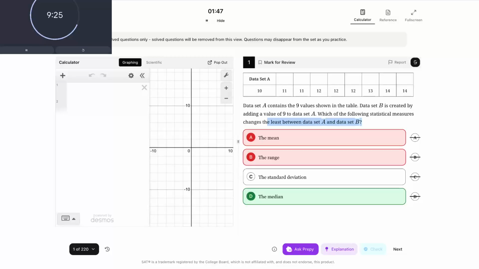When you add a value, since it's so clustered up right here, the mean will change. The mean will change. Think about it like a graph. If it's skewed to the right or skewed to the left, and you add a value that moves it somewhere, then you can see the mean changing more than the median. So yeah, it's the median for this one.